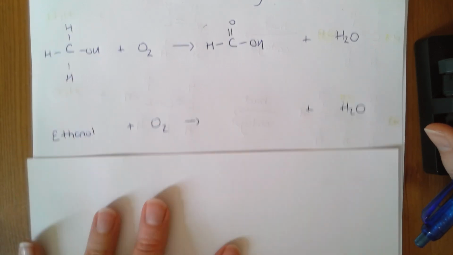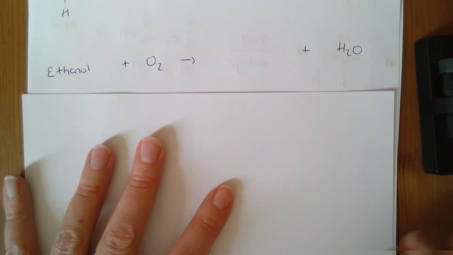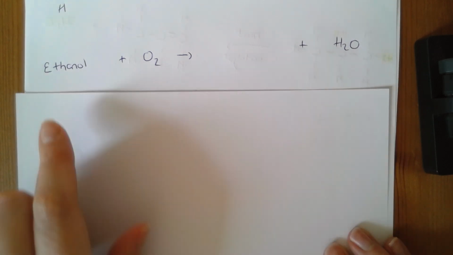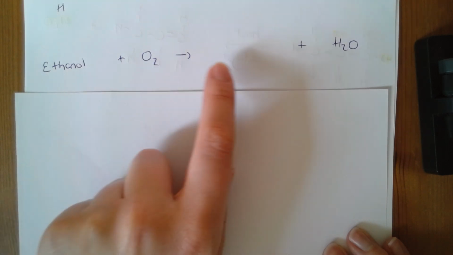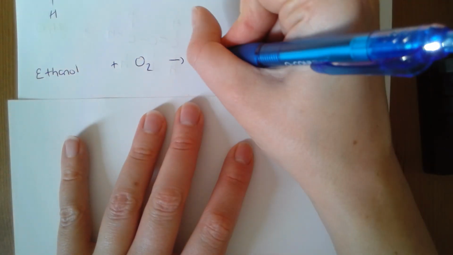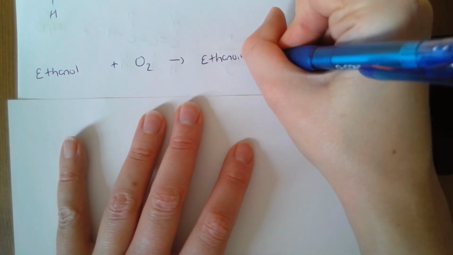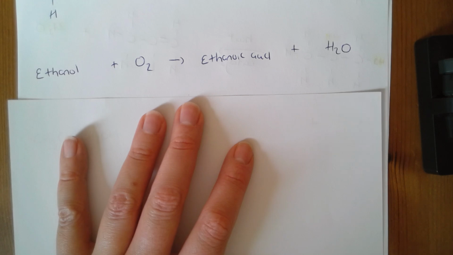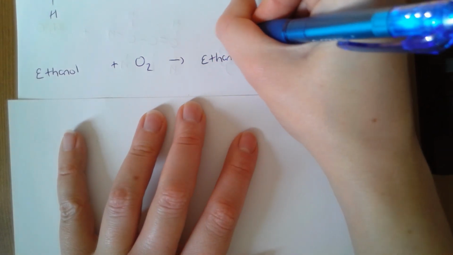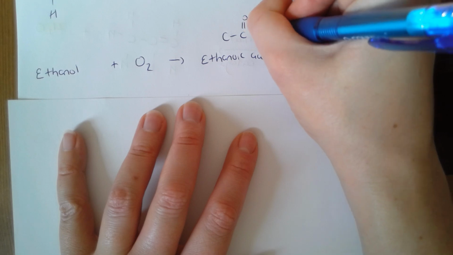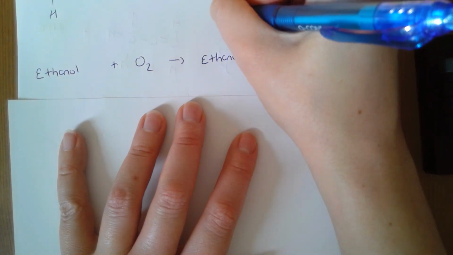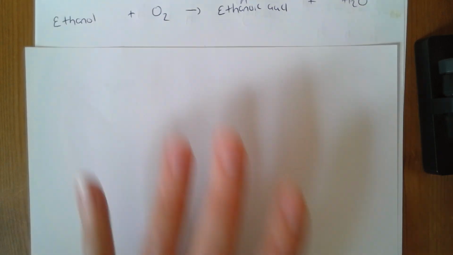The next one, I haven't drawn it for you, but it's ethanol plus O2. Because it's oxygen, I know I'm going to be oxidizing it. And if I'm oxidizing, I'm going from an alcohol to a carboxylic acid, and it's going to be ethanoic acid. So the number of carbons stays the same. It's just the functional group that changes. And I could draw that out if I wanted. 2 carbons, double bond O, single bond OH, and then fill in your hydrogens.